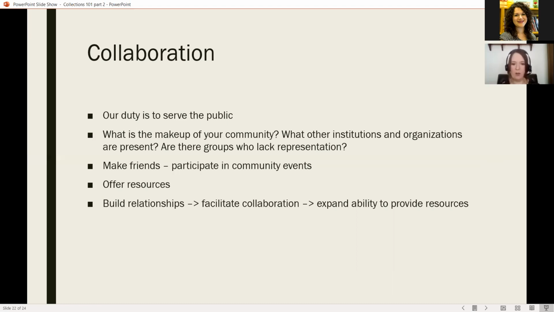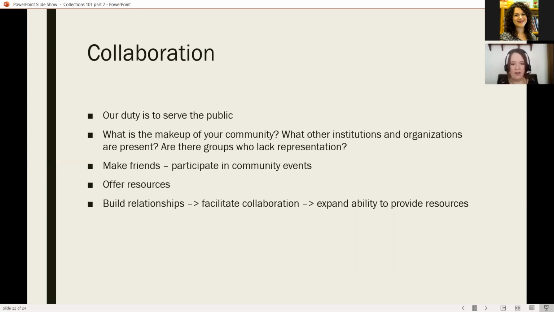It's important to consider what the makeup of your community is, like what other groups do you have that you may not be seeing all the time as part of your general visitor makeup. What other institutions and organizations are in the area, who else is sharing the pool with you, for lack of a better word. And do you notice any groups in your community that are lacking representation? This is something that has become very relevant recently. I think it's always relevant, but it's gaining more attention in recent months.